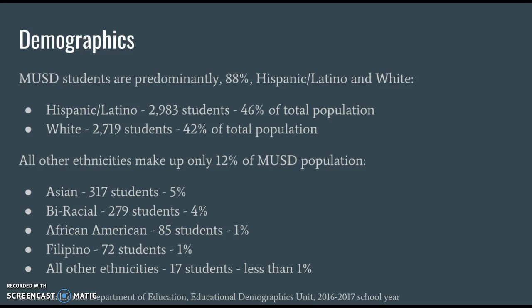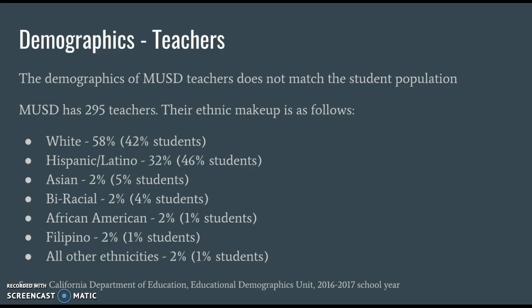Moorpark Unified, the demographics, it is predominantly Hispanic, Latino, and white, 46% Hispanic, 42% white. All the other ethnicities are very poorly represented. There aren't many of them. For the teachers, you can see the demographics here. There's 295 teachers in the district, and I will talk later about how the demographics of the teachers do not match the demographics of the student populations as much as you would hope it would.